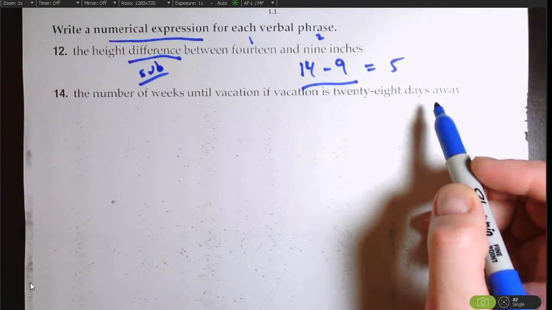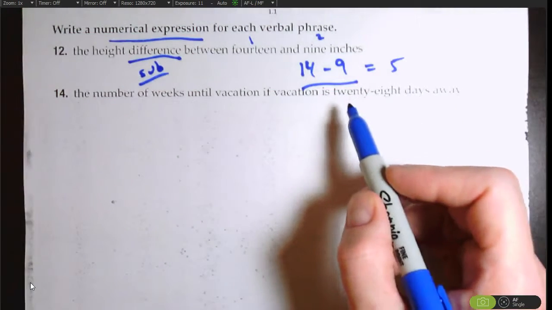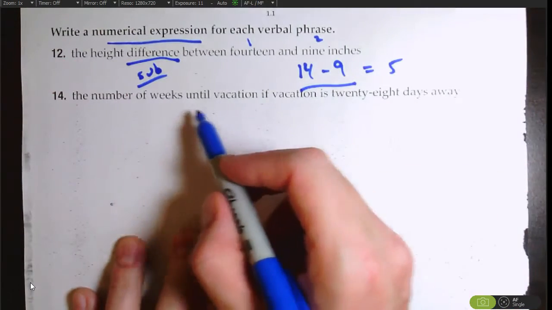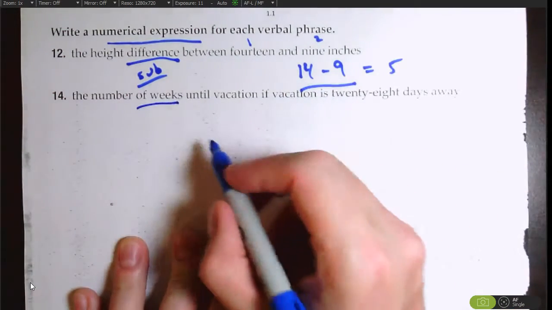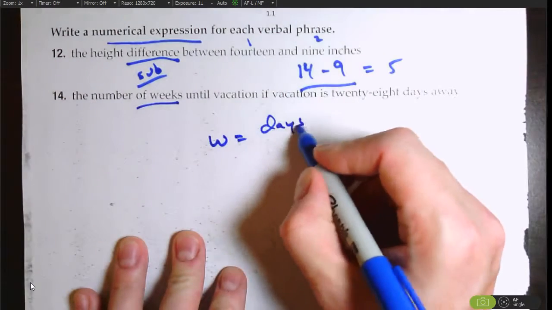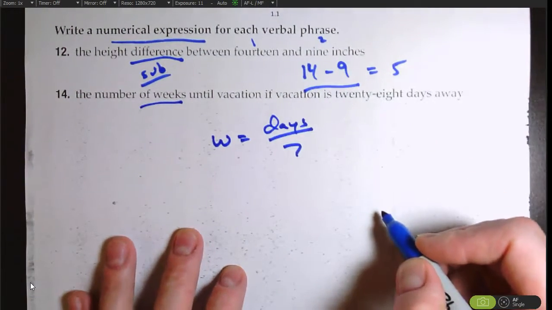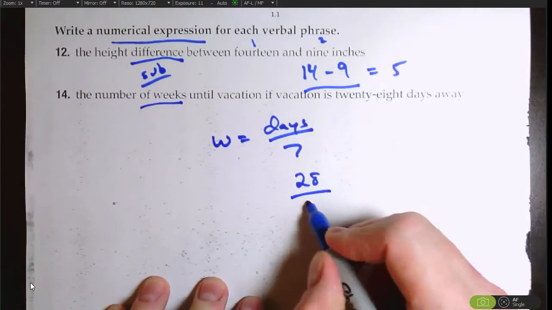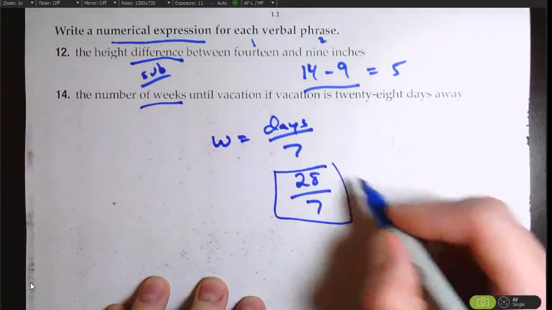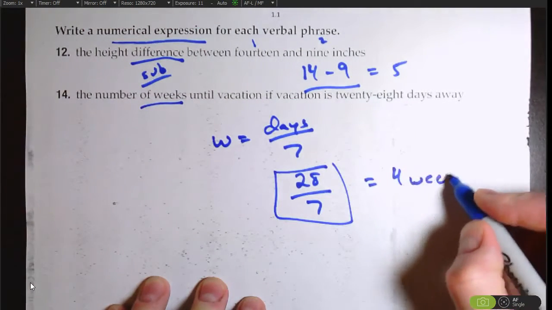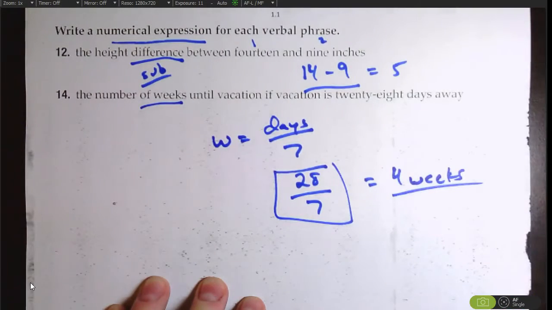Now for number 14, it says the number of weeks until vacation is 28 days away. So here's the deal. If I want to figure out the number of weeks, that's days divided by 7, because there's 7 days in a week. So it would be 28 divided by 7 equals the weeks. So which equals, if we wanted to go further with this, 4 weeks.